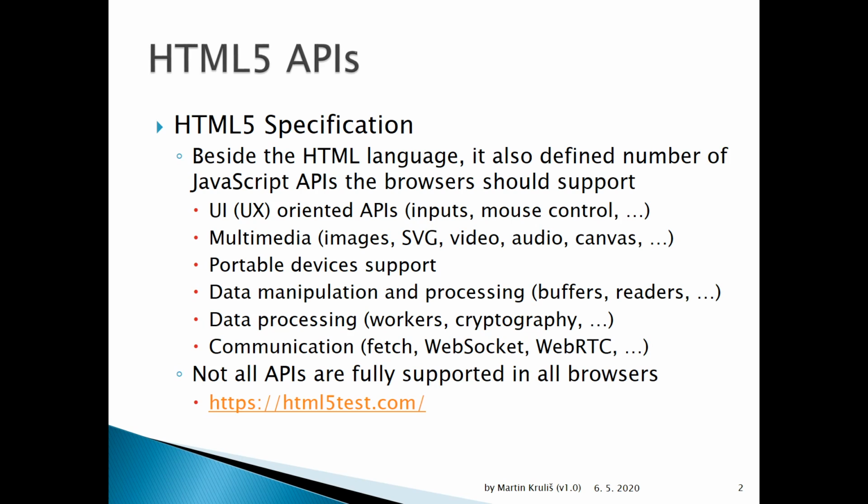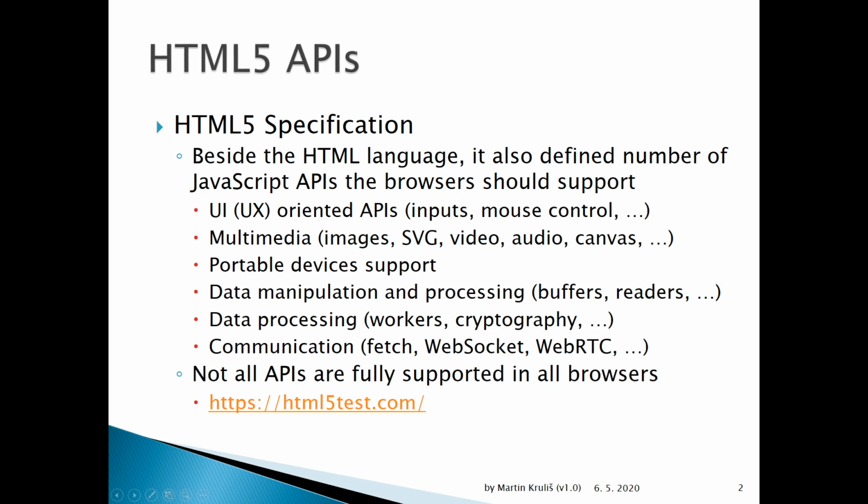a list of HTML tags, but it also defines a number of JavaScript APIs which a browser should support, namely APIs oriented for user interaction, so inputs, mouse control and stuff like this. Also some multimedia manipulations, so drawing images or vector images and operating with video, audio or even recording from the camera. Also, sometimes we need to support various different devices like portable devices, so there are some limited ways how to detect that we are on the portable device and detect various things like orientation of the screen.